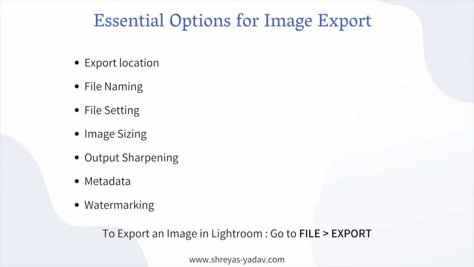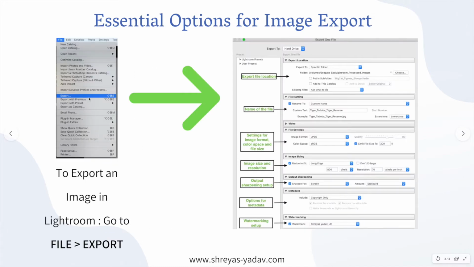After you have processed an image in the Develop module of Adobe Lightroom, go to File and Export. An export dialog box will appear. So here are some of the essential options for image exporting. Under Export File Location, specify where you want to export an image. You can select your hard drive or a folder or a subfolder location. Under the option of file naming, you can rename the file or keep the default name as an image number.